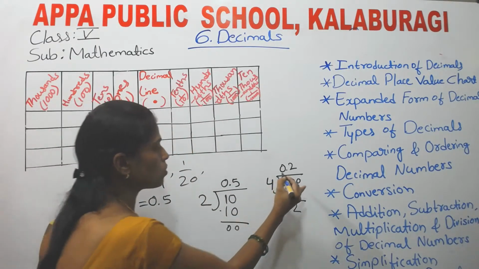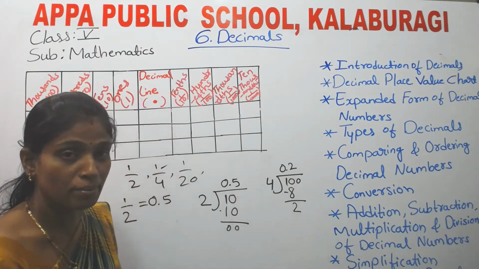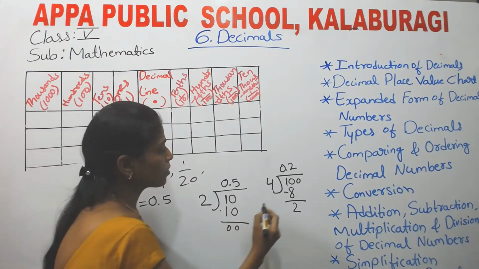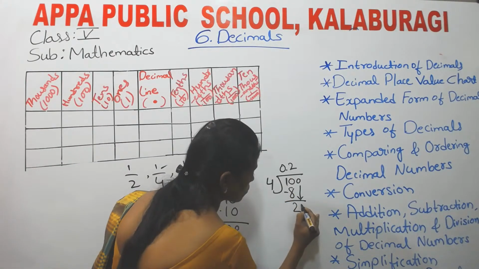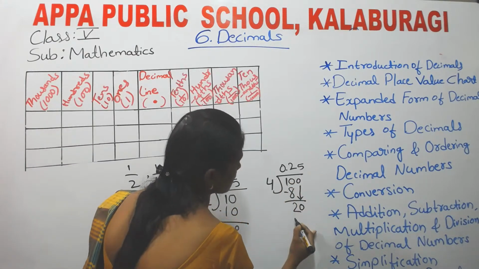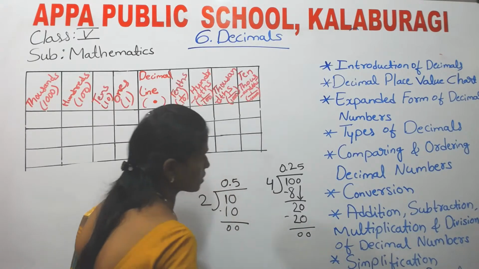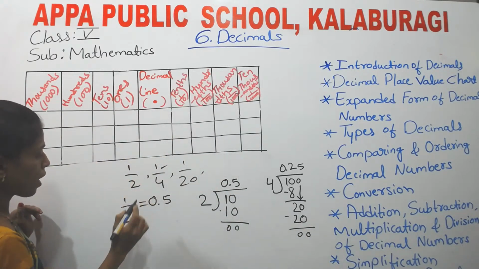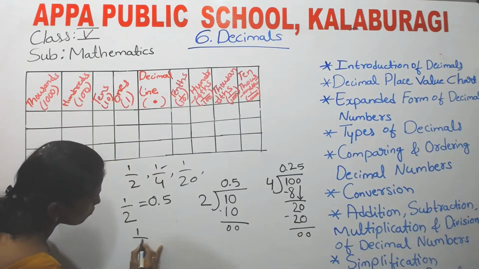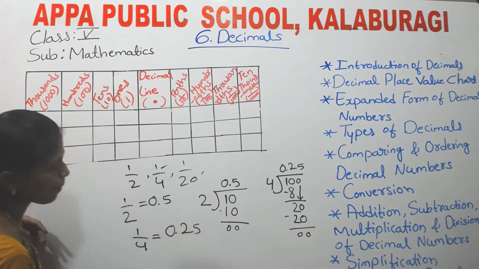Why? Because whenever there is 1 decimal place in the quotient, you can take more decimal places. Now we write 0 here. Now 4 fives are 20. Now subtract, we get 0. You understood, children? 1 by 2 is equal to 0.5 and 1 by 4 is equal to 0.25.